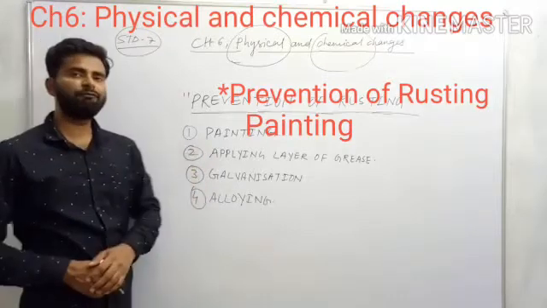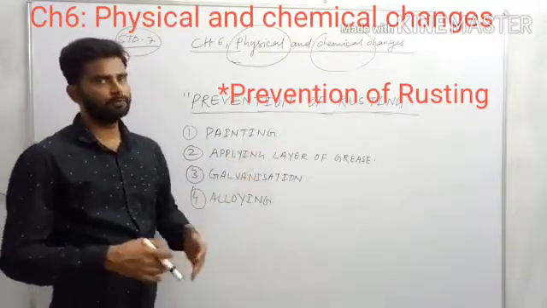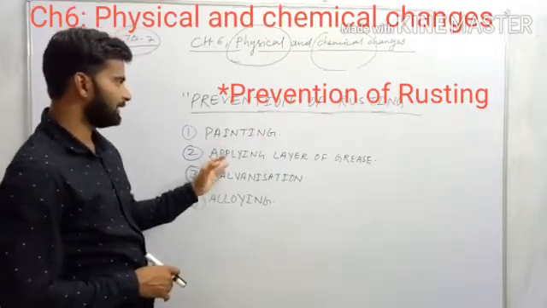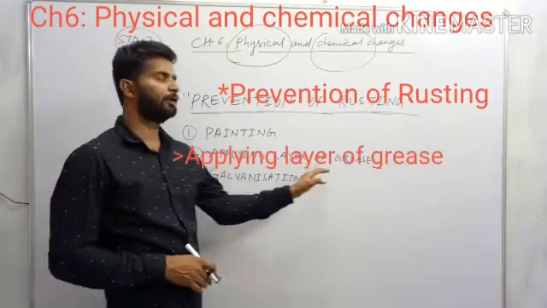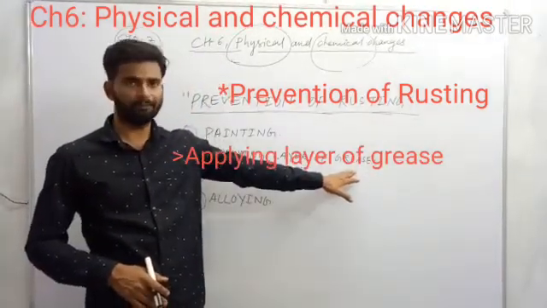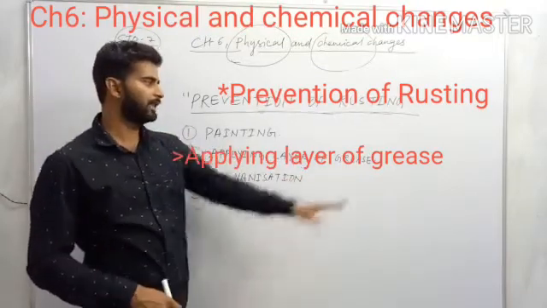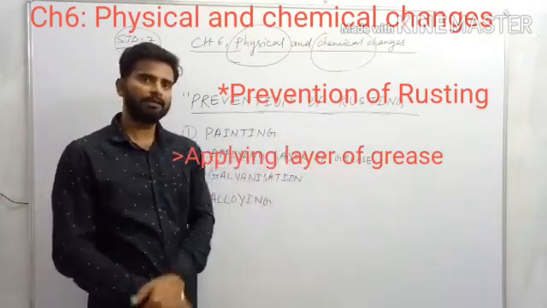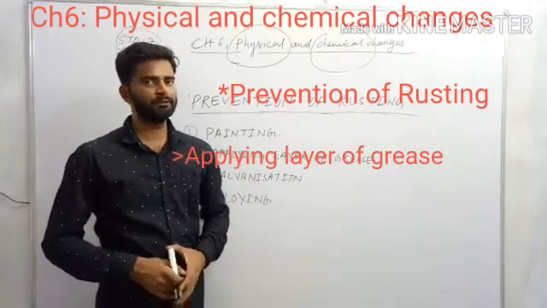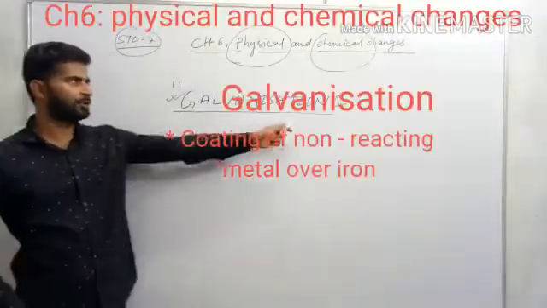If we paint the iron objects, then we can prevent them from rusting. The second thing is what? Applying a layer of grease. We use grease on machinery items to protect them, because grease is a chemical that is used to protect machines from rust.